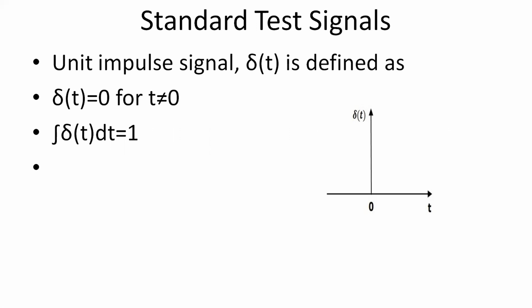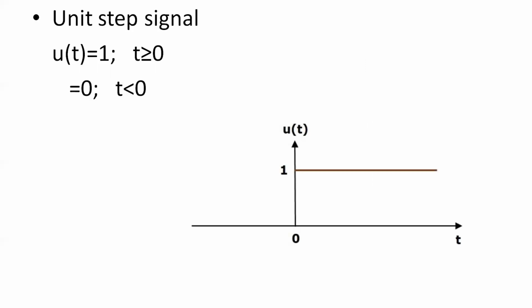The unit impulse signal delta(t) is defined as delta(t) equal to 0 for t not equal to 0, and the integral from 0 minus to 0 plus of delta(t) dt is equal to 1. This is exactly what this figure denotes. The unit impulse signal exists only at t equal to 0. The area of this signal under a small interval of time around t equal to 0 is 1. The value of the unit impulse signal is 0 for all other values of t.